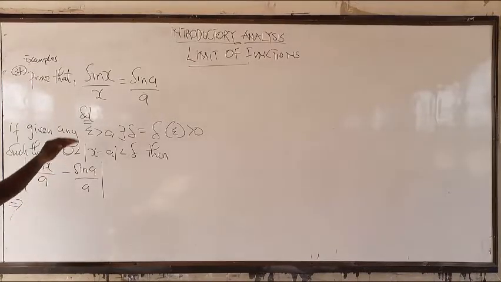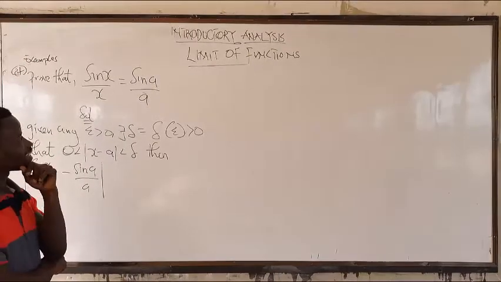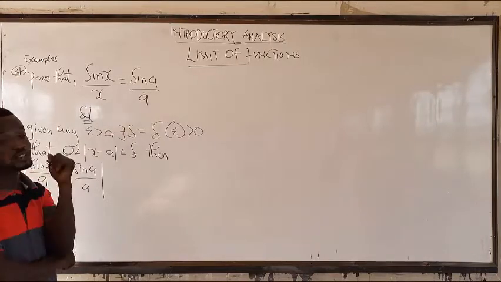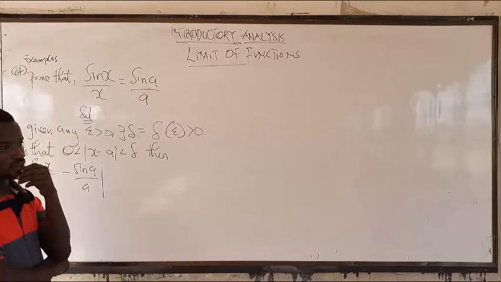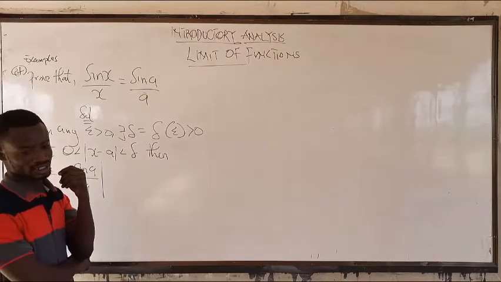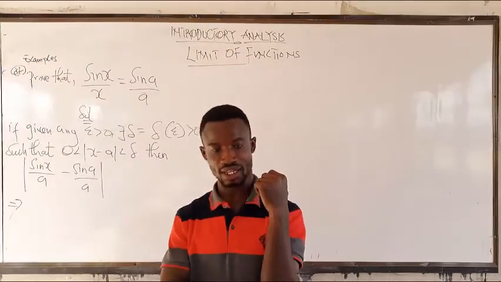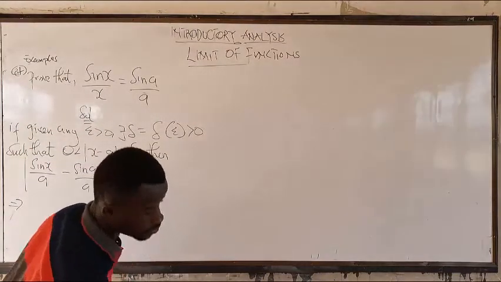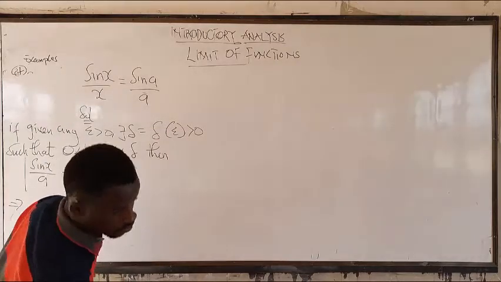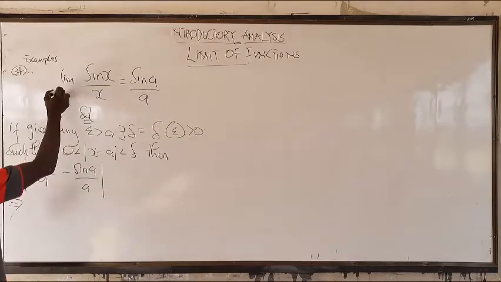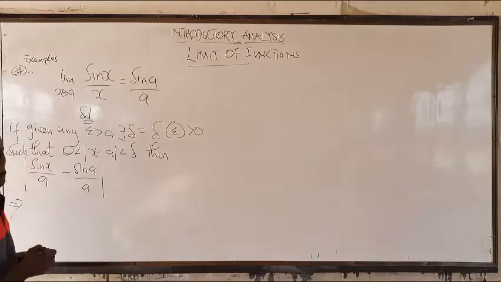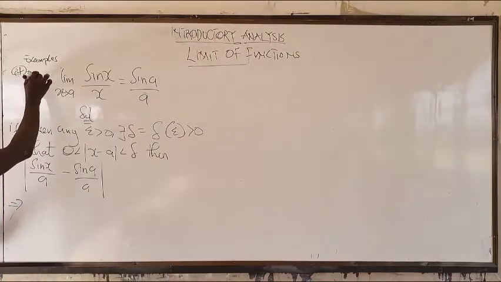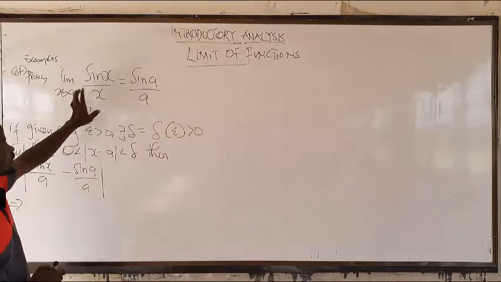Question 4, we have to prove that this is equal to this. It's true, but how do we prove that? Sorry, the limit. Prove that the limit as s approaches a of sine s over s is equal to sine a over a.